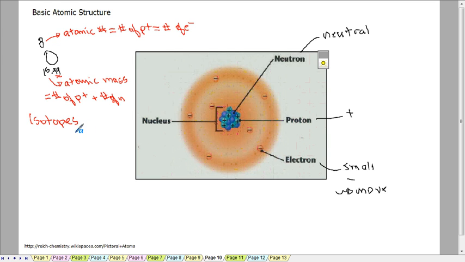It might be a little counterintuitive. You would think that all atoms of an element are the same. That's sort of what Dalton came up with in his theories. But the fact is that atoms of an element can differ in the number of neutrons.